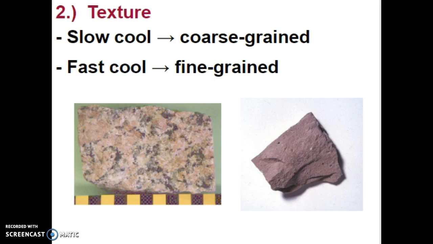So remember, when we talk about texture for rocks, a slow cool means the mineral grains are going to be large, so we call that coarse-grained. You can see coarse-grained minerals with the naked eye. Fast cool, however, those minerals won't have enough time to make large crystals because once the mineral solidifies, then those crystals are frozen where they are. So a fast cool is going to have very tiny grains that are very fine-grained. So you would not be able to see individual mineral grains with the naked eye in a fine-grained texture igneous rock.